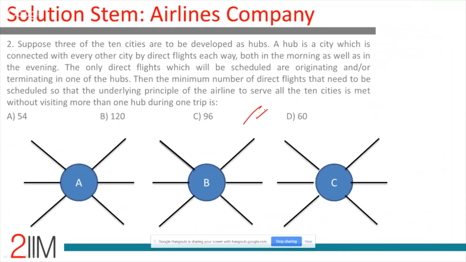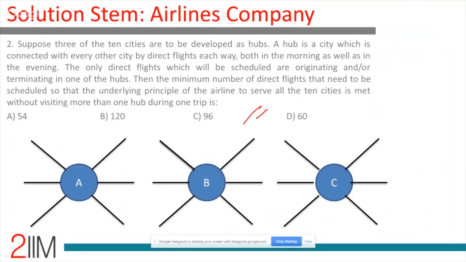Once again, there's no grid to solve. So it's only each question they're going to solve step by step. Suppose 3 of the 10 cities are to be developed as hubs. A hub is a city which is connected with every other city, by direct flights each way, both in the morning as well as in the evening.